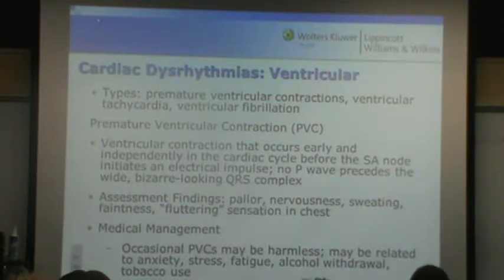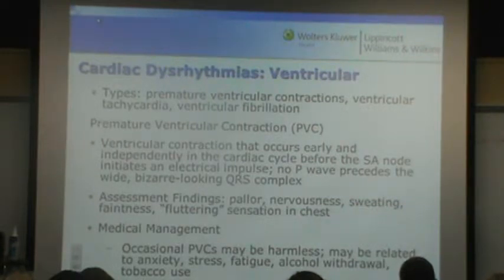All right. So now we're going to look at some ventricular dysrhythmias. So these are dysrhythmias that occur or originate within the ventricles. Most common one is a premature ventricular contraction, or PVC. And with PVCs, most of the time they're not dangerous. Most people have them.